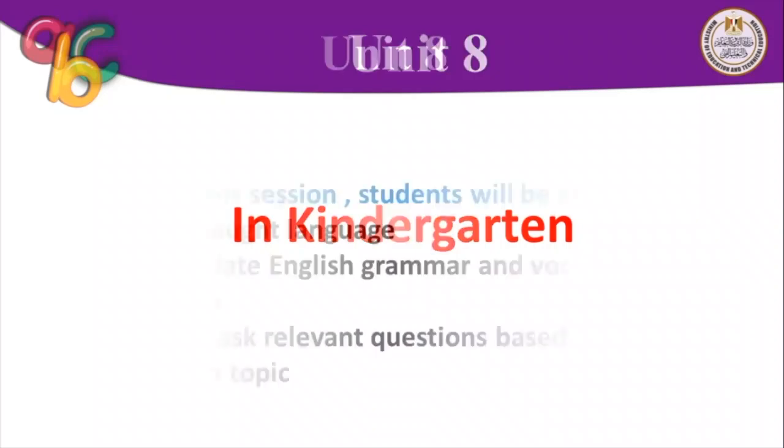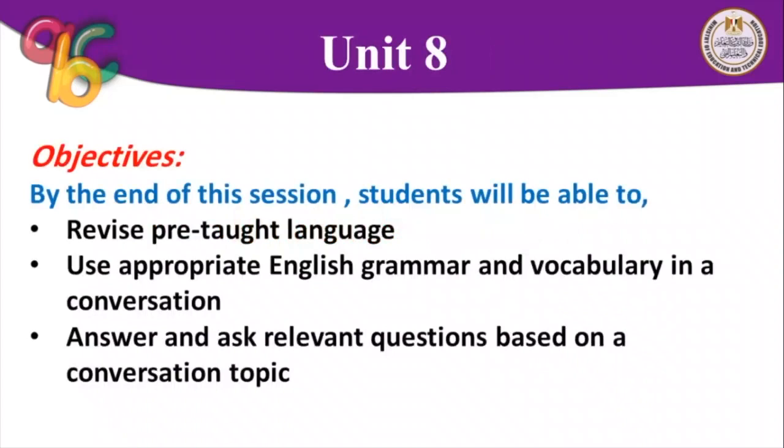But first, let's go through the objectives. زي ما احنا متعودين نشوف ايه هي الobjectives او الاهداف اللي هنحققها النهاردة بإذن الله. By the end of this session, students will be able to, يا ترى بإذن الله هتعملوا ايه. Revise pre-taught language ودي خلاص بقت حاجة أساسية and you know it بنراجع على اللي فات في الأول. طيب you're going to use appropriate English grammar and vocabulary in a conversation. بما إن إحنا هنبدأ اليونت فهناخد الـ conversation time يبقى إحنا لازم نعرف نقول الـ conversation دي and use appropriate English grammar and vocabulary. يعني هتستخدم proper أو appropriate English grammar and vocabulary. نتكلم كويس نستخدم grammar صح والـ vocabulary صح. Answer and ask relevant questions based on a conversation topic. يعني كمان لما نعرف الـ conversation هنقرأ وهنجاوب وهنسأل questions relevant to it أو مرتبطة بيها أو معتمد عليه. And of course learn new vocabulary كلمات جديدة اللي هنشوفها النهاردة.